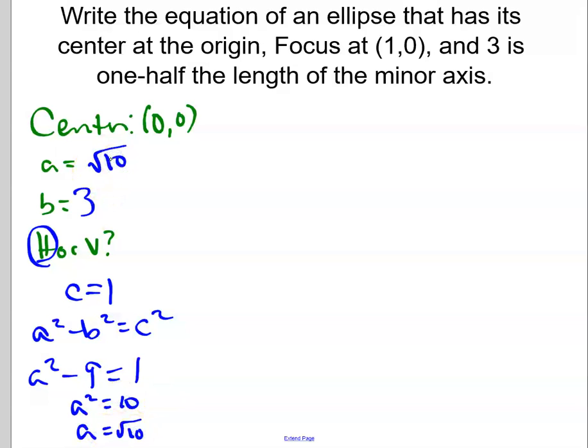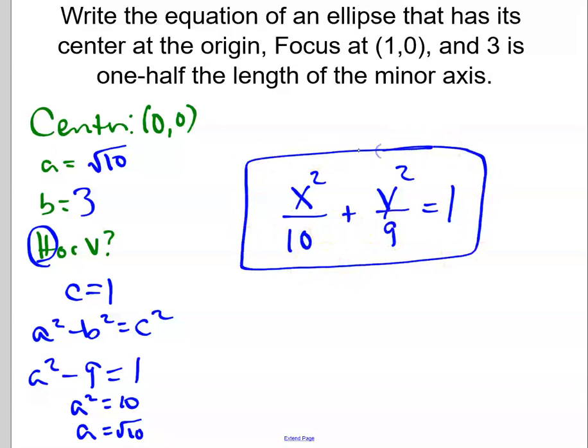And so let's go ahead and write our equation again. It's going to start with x minus h squared and y minus k squared. So that's x minus 0 squared, or just x squared, y minus 0 squared, or just y squared. It's going to have a plus sign in between. It's going to equal 1. And then we just need to put the numbers for a squared and b squared on the bottom. This time it's horizontal, so our a squared is going to go under the x. And a is square root of 10, so a squared is 10. B is 3, so b squared is 9. And there is our equation.